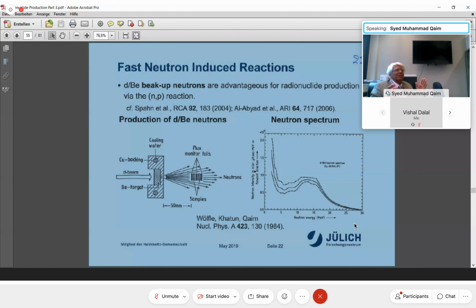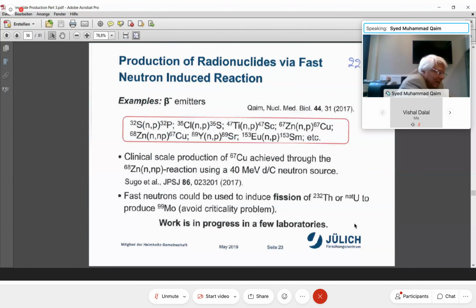All these therapeutic radionuclides NP, which are not formed very much in the reactor because the energy is low, can be produced very well at the breakup. And this has been utilized, and some measurements have been done, and some production has been also carried out. So we can put here now, if I show the next one, this is a list which can be produced with fast neutrons. This is an analysis.